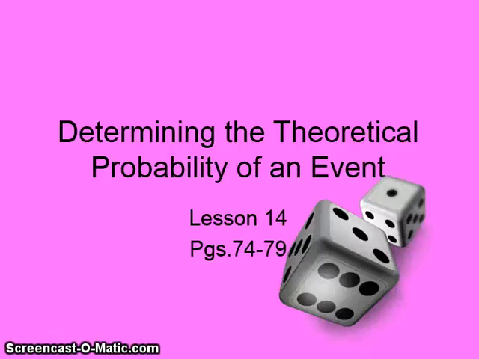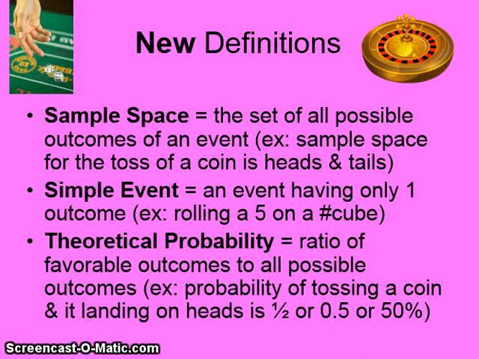This video is about determining the theoretical probability of an event. It's lesson 14, and in your books it's on pages 74 through 79. Here are some definitions that have to do with theoretical probability, and you're definitely going to want to write these down because we're going to be using them a lot.